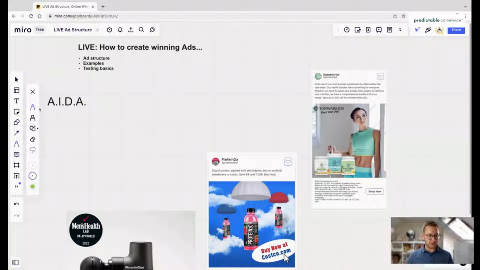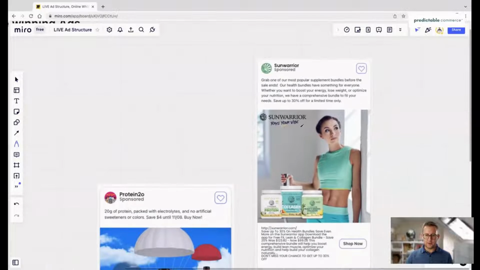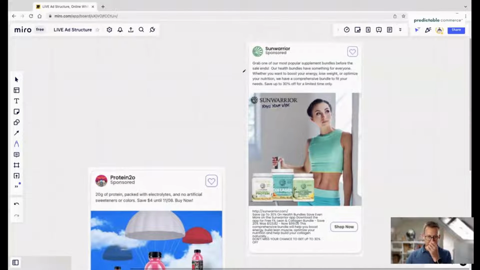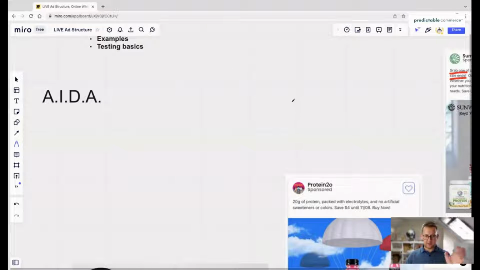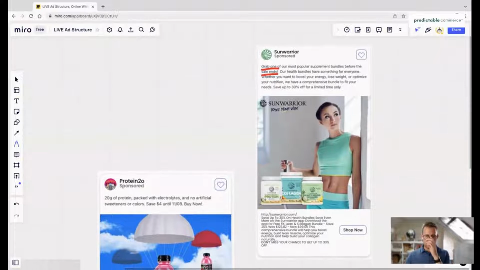So I looked at these two and I thought they break it down a little. It's not always easy to see, and it's in different parts of the ad sometimes. So the attention bit here is mainly focused on the sale. So grab one before the sale ends. And that really grabs attention and it piques a person's interest as well, because everybody likes to save money. Everybody is interested in the word sale.